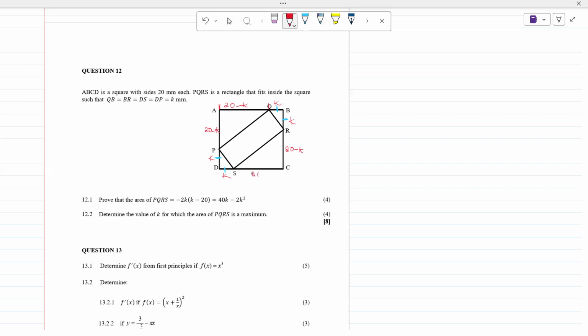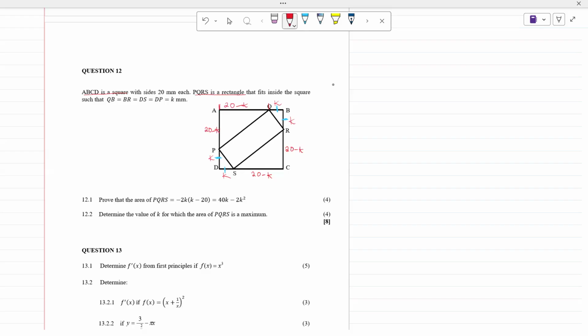So in 12.1, we are asked to prove that the area of rectangle PQRS, given that PQRS is a rectangle and ABCD is a square, is given by this expression. How do we do that now? We know that the area of a rectangle is length times breadth. So I need to calculate the length of this rectangle, and I also need to calculate the breadth of this rectangle.